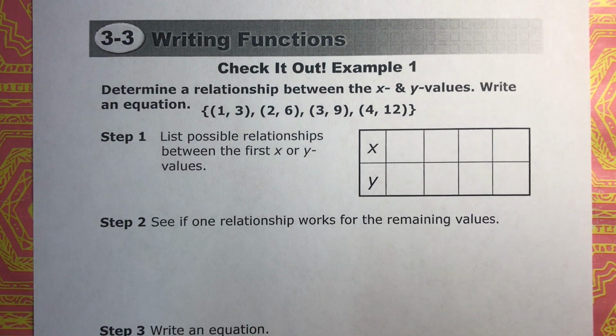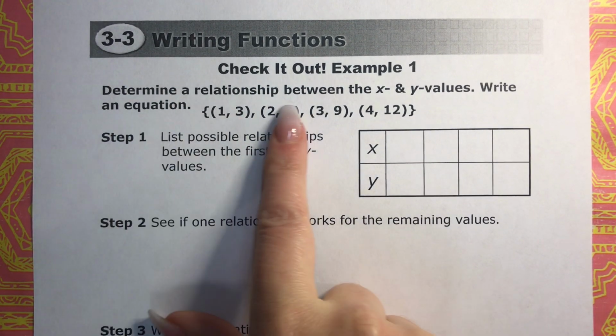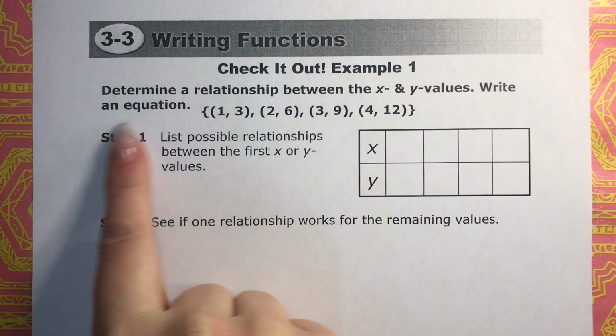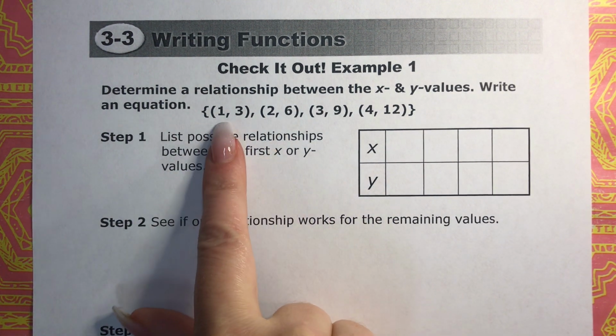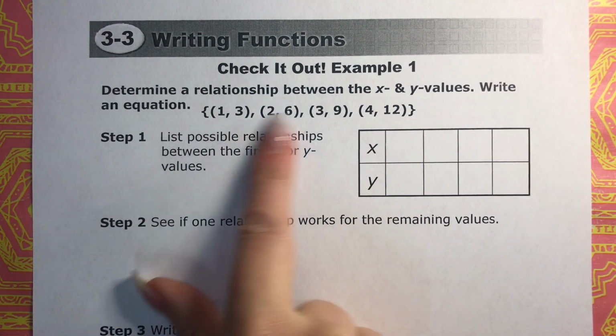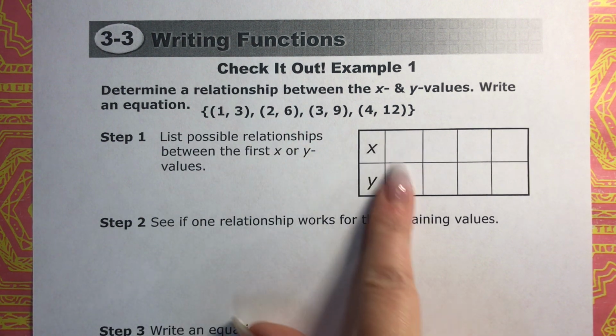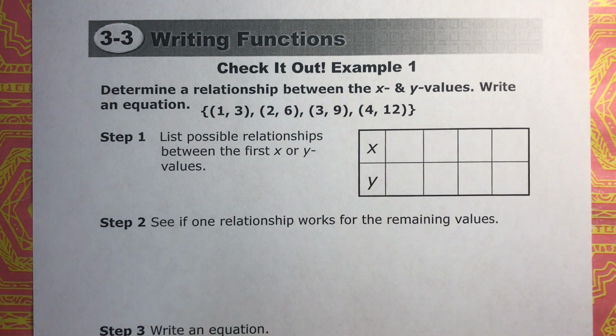All right, let's check it out, example 1. So we're going to determine a relationship between the x and y values and then write an equation. So here we're given a set of ordered pairs. So what we're going to do is convert these into a table first.